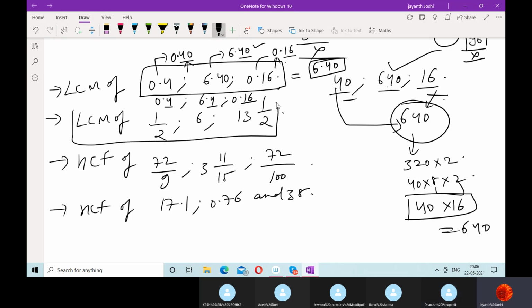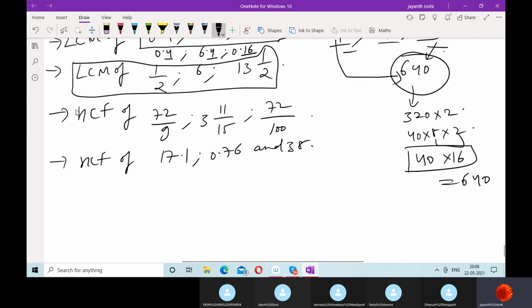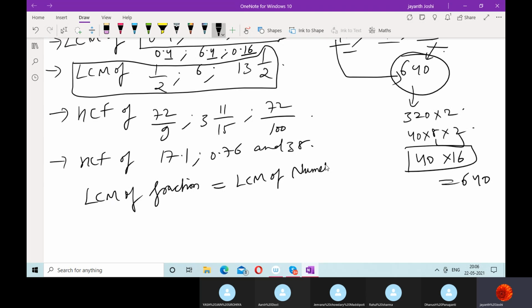All of you, just focus on this question. I am giving you a formula. You try to finish and tell me the answer. LCM of a fraction is equivalent to the LCM of numerators divided by the HCF of denominators. Come on, do this.